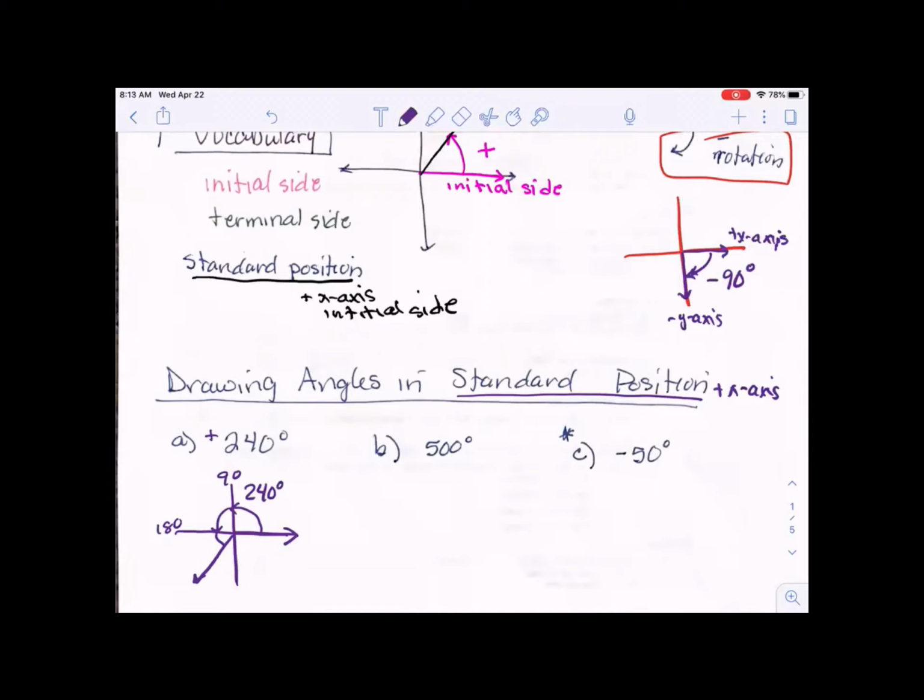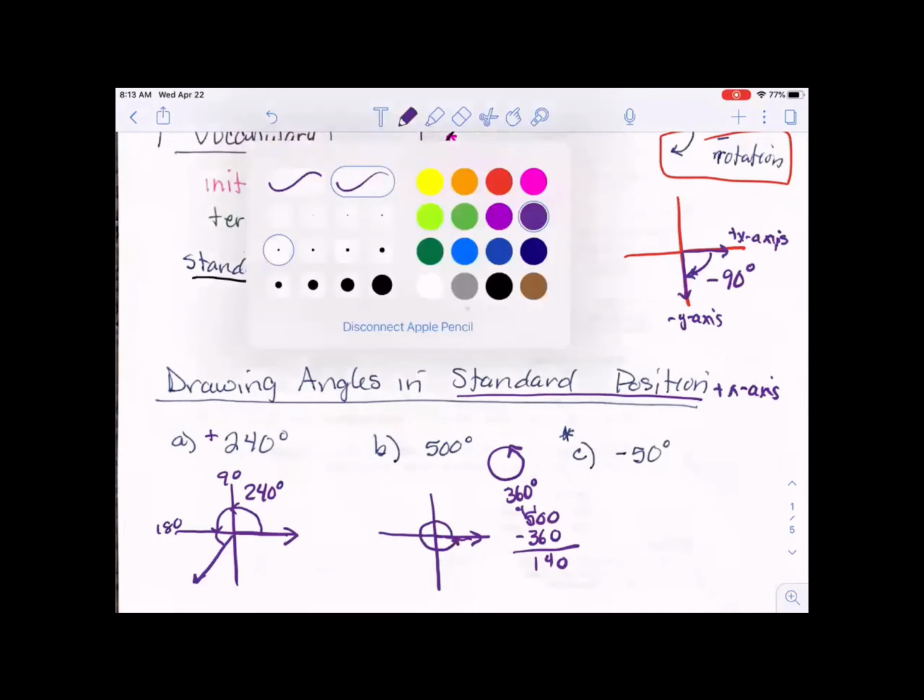If I want to go 500 degrees, well, you guys know from your stunts and things, that if you spin a full circle, that's 360 degrees. This 500 degrees is more than 360, so I know I'm going to go at least one full circle. So I can start with that if my initial ray is right here on the x-axis. I'm going to go one full circle, and then the question is how much farther. So all I'm going to do to figure out how much farther is subtract my 360 from my 500, because 360 is the full circle I've already done. And I'm going to get 140 degrees more.